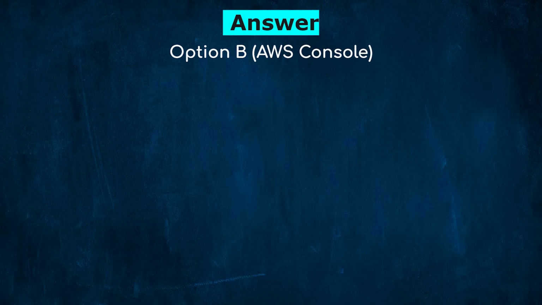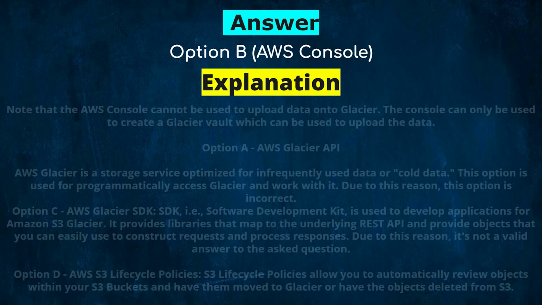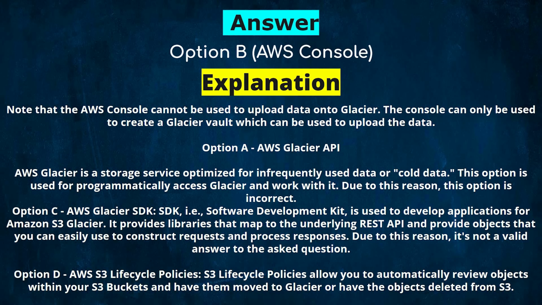AWS Console. Explanation. Note that the AWS Console cannot be used to upload data onto Glacier. The console can only be used to create a Glacier vault, which can be used to upload the data. Option A. AWS Glacier API. AWS Glacier is a storage service optimized for infrequently used data or cold data. This option is used to programmatically access Glacier and work with it. Due to this reason, this option is incorrect.